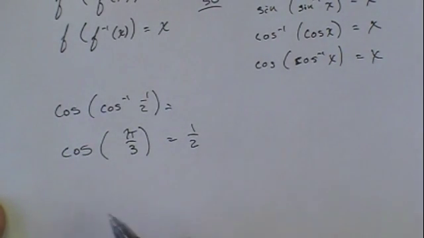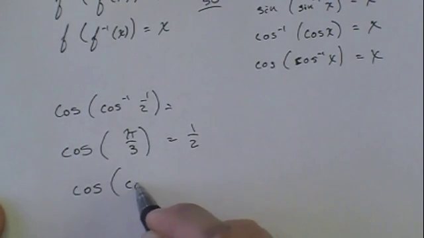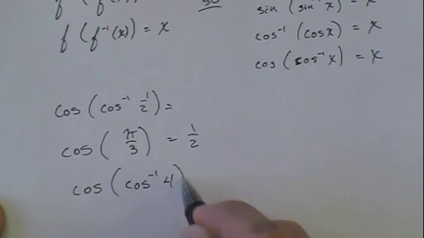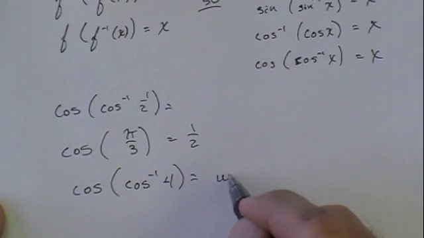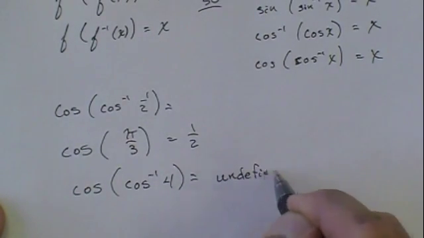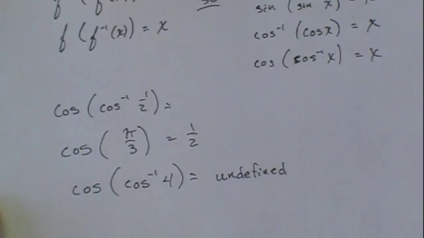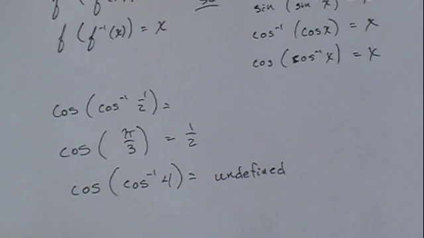Now, one thing we want to make sure of when we're looking at this is that we find values that are on the unit circle. If we have something like the inverse cosine of 4, well, that's undefined. Remember that our values have to be in between -1 and 1. So there's no way for a value to be greater than 1 on the unit circle.